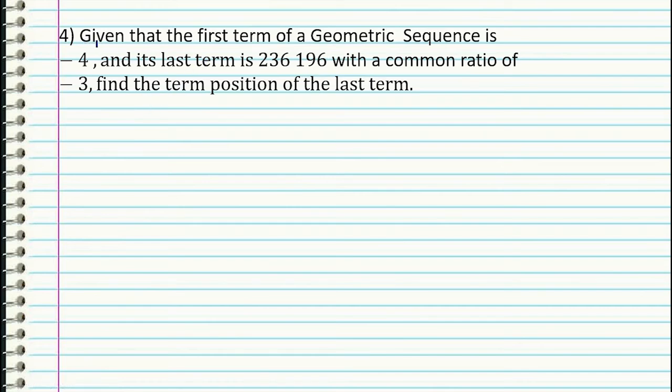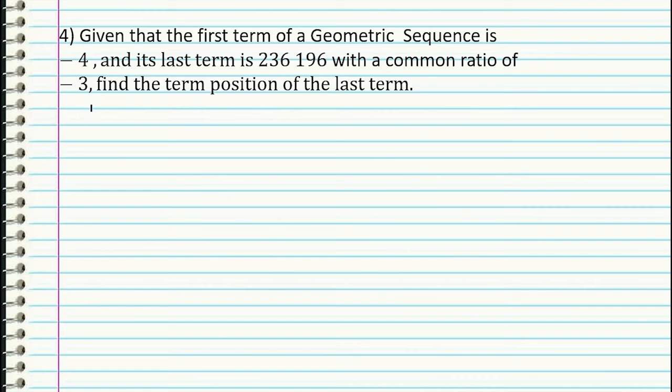Fourth example. Given that the first term of a geometric sequence is negative 4 and its last term is 236,196 with a common ratio of negative 3, find the term position of the last term. As you can see, it just says that 236,196 is the last term, but the term position was not actually specified. So that's the thing that we need to solve here.